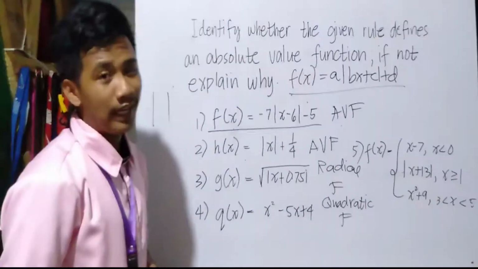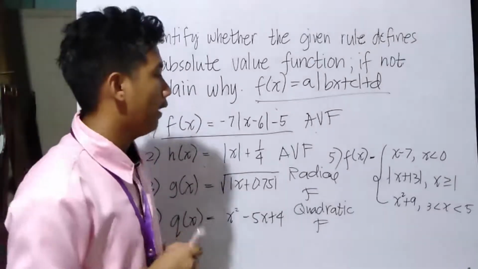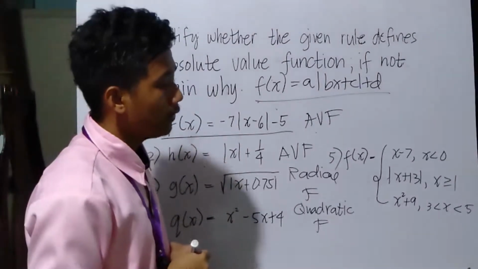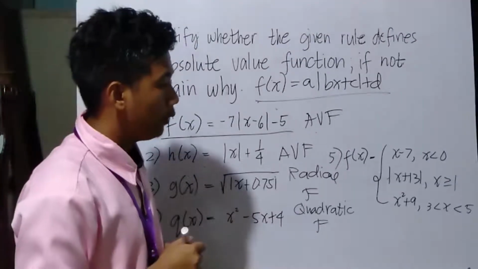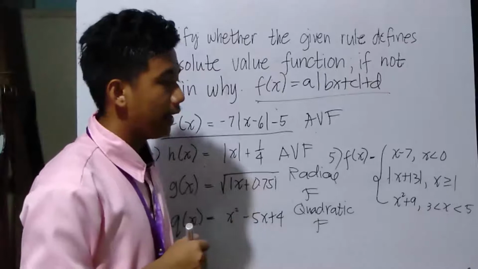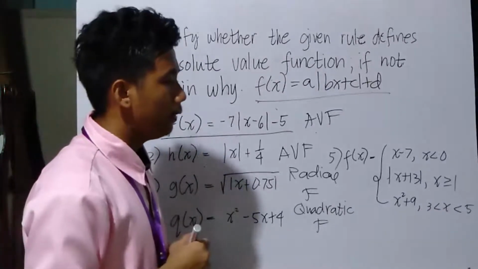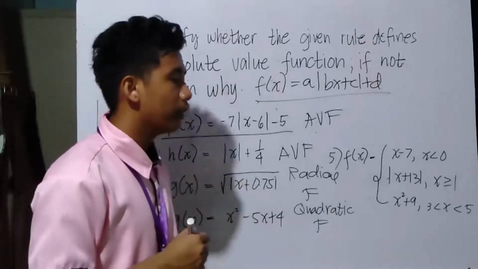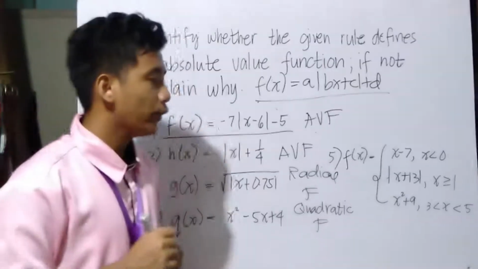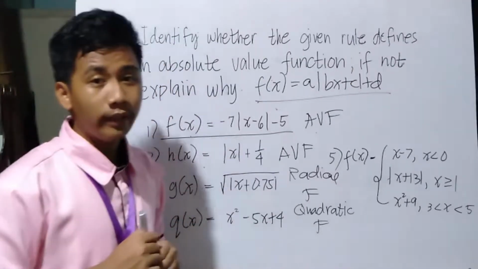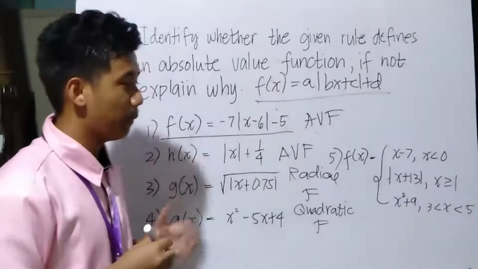Now, let's answer the last example. With the last example, we have f of x is equal to x minus 7, given that x is less than 0. f of x is equal to the absolute value of x plus 13, given that x is greater than or equal to 1. And f of x is equal to x squared plus 9, given that x is greater than 3 but less than 5. Interesting, right? Some might wonder if it is possible to combine different type of functions in just one equation. Yes, as you can see, it's possible.